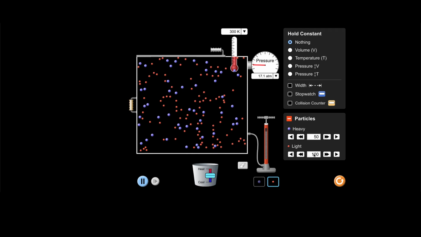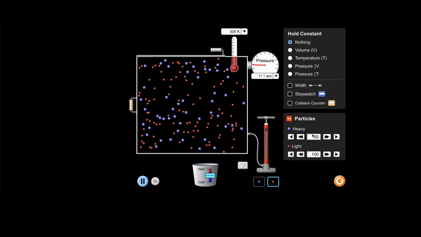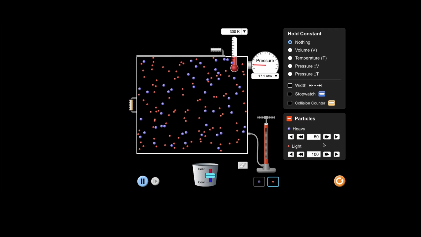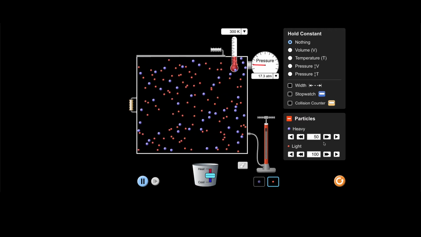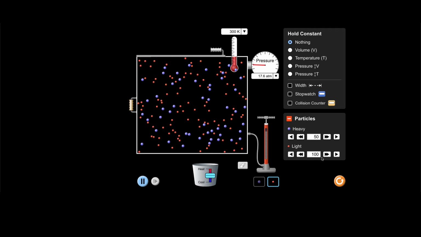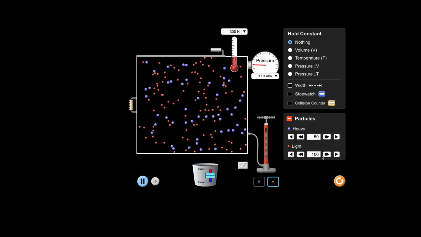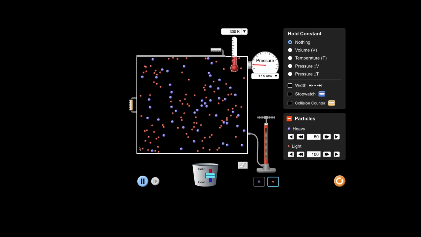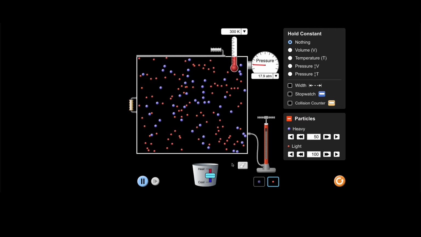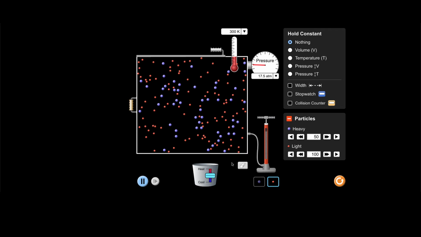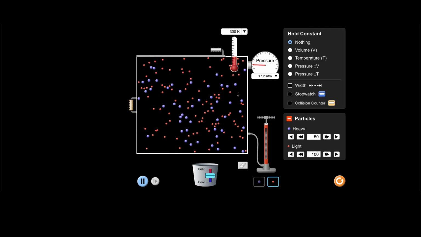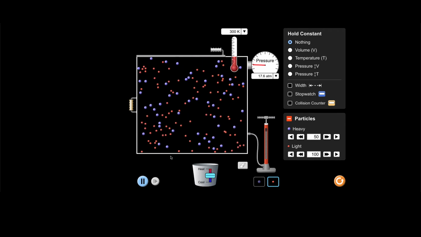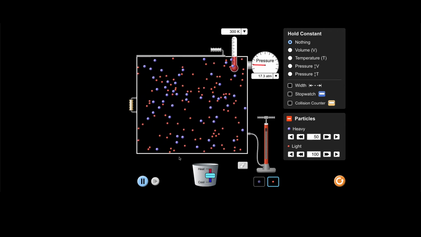So what does that mean? That means that of the heavy particles, 50 out of a total of 150 are blue. As a fraction, 50 over 150 is about 33%. In other words, 33% of the particles inside this chamber are the blue ones. And that means that roughly 33% of the collisions that will happen against the side of this container are due to those blue particles. The opposite is also true.